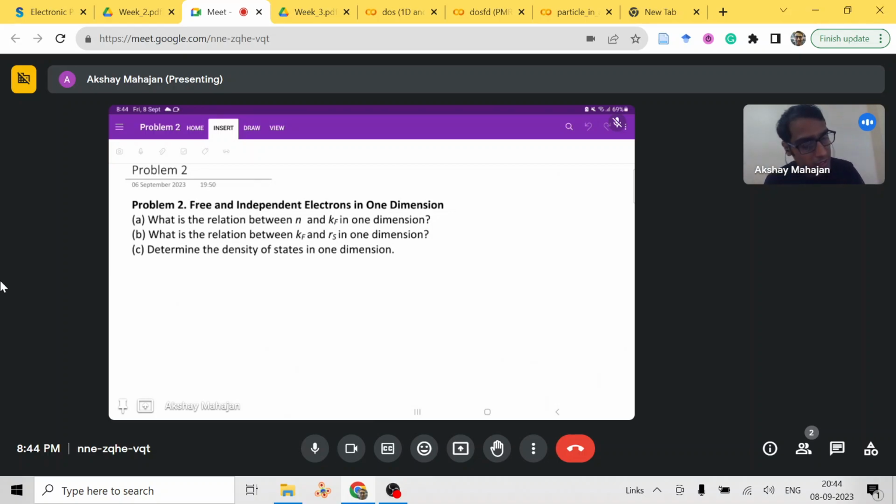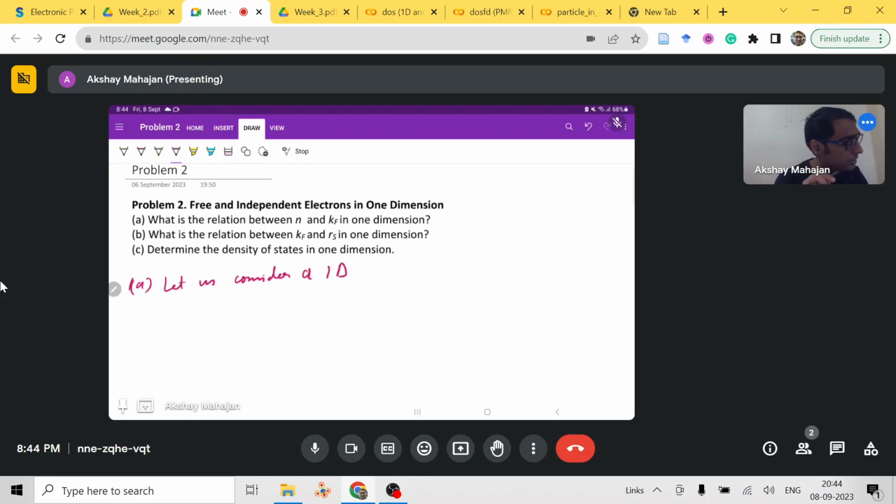Now for the one-dimensional case, again it is asking the same things. We have to find the relation between n and kF. In case of 1D, let us consider a 1D line of length L.